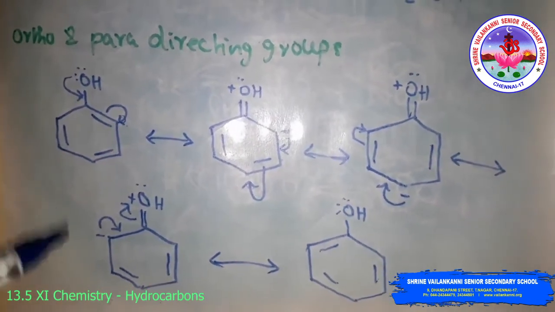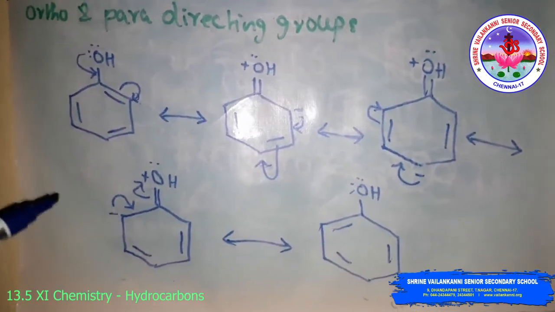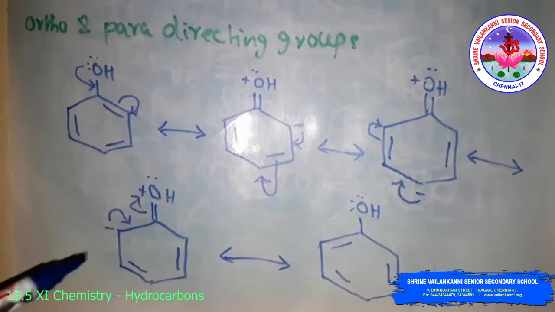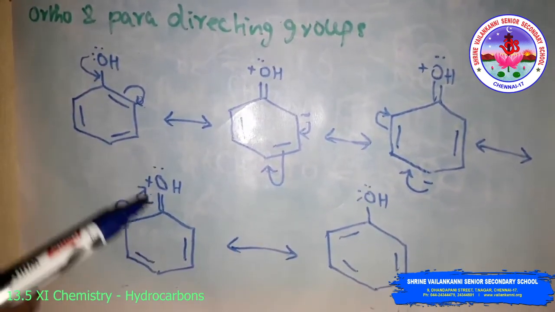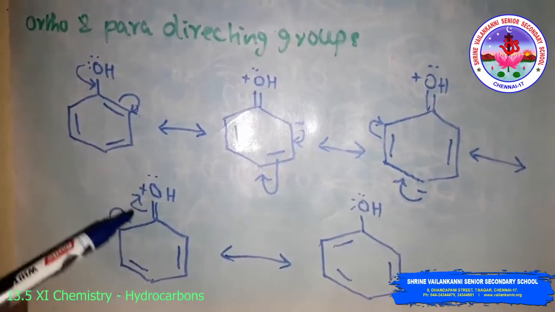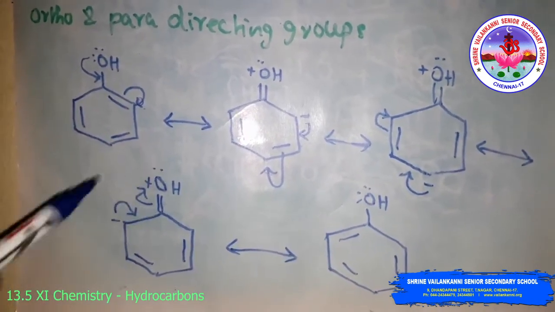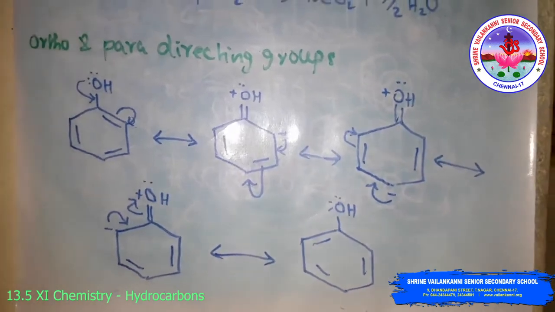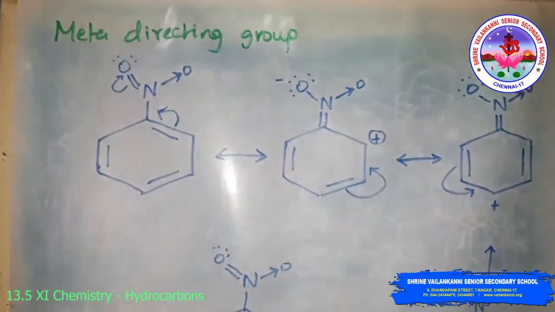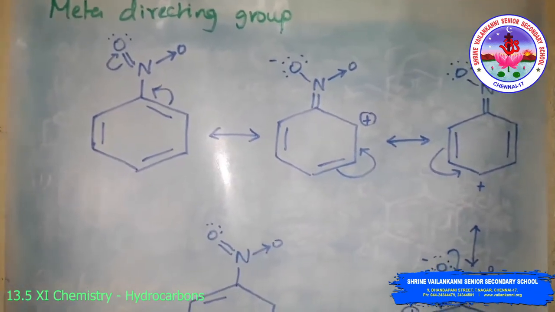Then in the case of aryl halides, the halogens are moderately deactivating because of their strong minus I effect. This is the main reason. The overall electron density on the benzene ring decreases, and it makes further substitution difficult. However, due to resonance, the electron density on the ortho and para positions is greater than that at the meta position, so they are also ortho and para directing groups. Now we will see the meta directing groups.